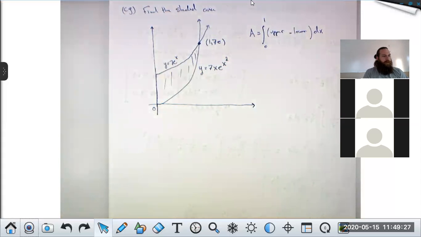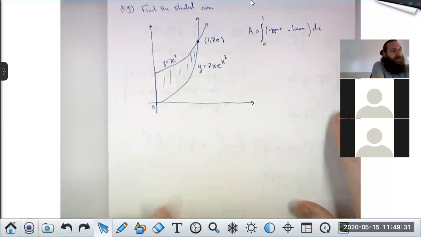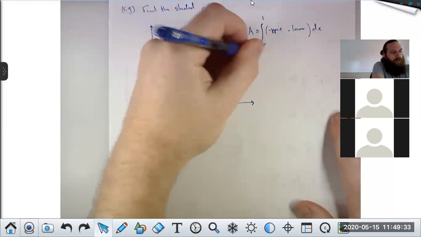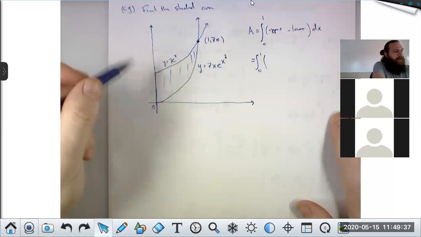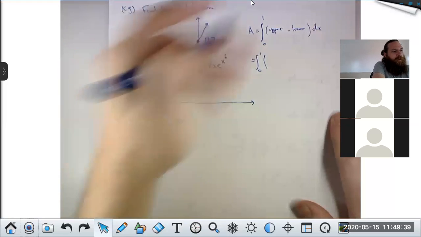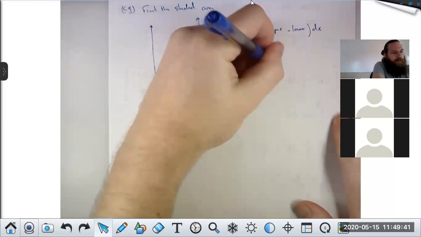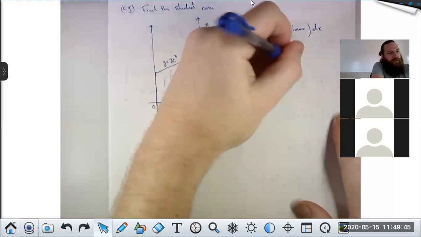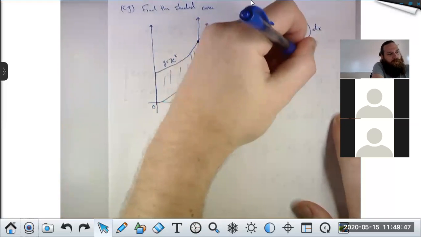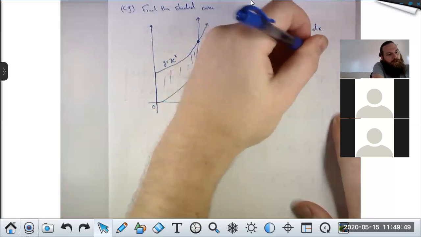So I don't need to worry about splitting the integral up or doing anything fancy like that. So this integral is going to be equal to the integral from 0 to 1 of my upper function, which is 7 times e to the x, and my lower function is 7 times x times e to the x squared.